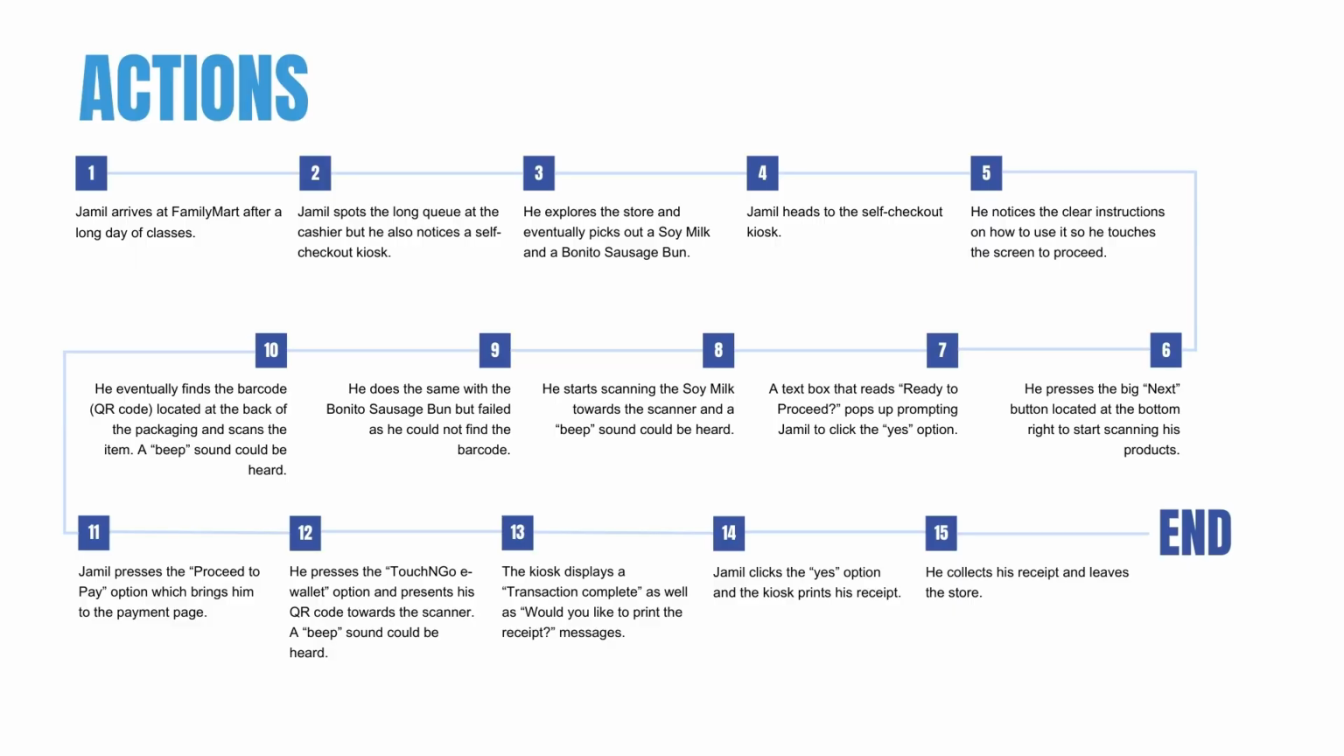These are the user actions. Jamil arrives at Family Mart after a long day of classes. Jamil then spots the long queue at the cashier, but he also notices a self-checkout kiosk. He explores the store and eventually picks out a soy milk and a bonito sausage bun. Jamil heads to the self-checkout kiosk. He notices the clear instructions on how to use it, so he touches the screen to proceed.